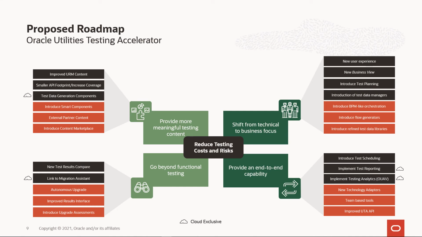On the end-to-end, we want to provide a more general experience. So what we're doing there is introducing test scheduling, implementing test reporting, some analytics which are unique to the cloud, and then some adapters and team-based tools, as well as a UTA API, which allows you to call our tool from other tools. Now, the test reporting and analytics, just because they're cloud exclusive, will be available to on-premise customers, but in a documentation form, so you can recreate any of our reports or any of our analytics in your favorite tools, including Excel, if you wish.